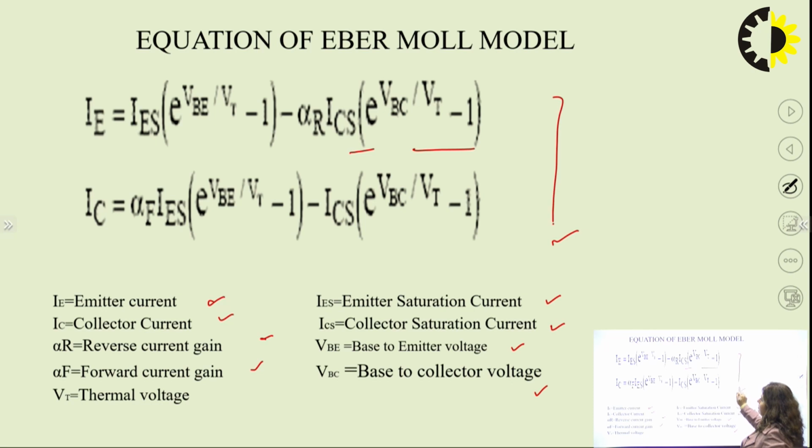So these equations are basically from the diode equations we have written for IE is equivalent to IB plus IC, or for IC is equivalent to IE minus IB.